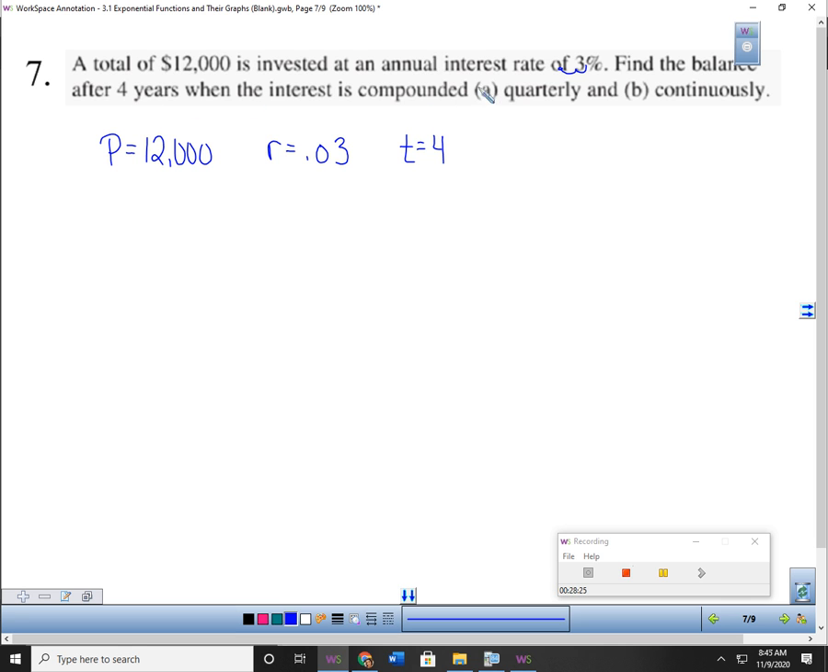When the interest is compounded, okay, we've got 2 questions here. First, it would be quarterly, which means how many times? 4. But then the second time we're going to do it with the other equation, for continuously. So I'm going to plug in. I've got 12,000. So this would be part A. Got 12,000 times 1 plus, going to take my rate, put that on top, and then put how many times I'm compounding on the bottom.